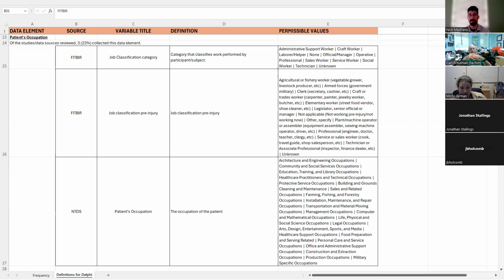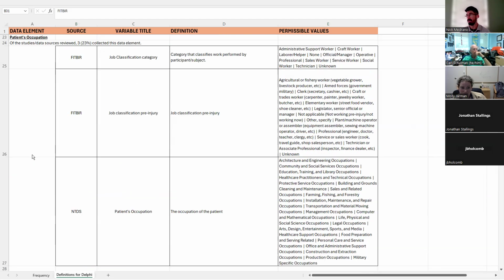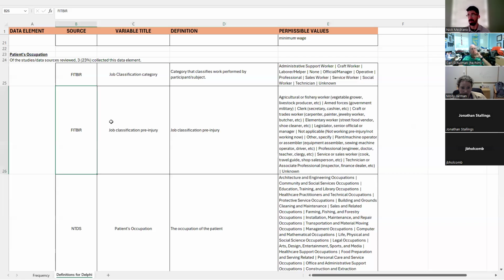I think that's a good idea. I second it. Heard it. Okay, so we go with patient's occupation, and we will not deal with the industry itself. And then do we want to now relook at the definitions for just occupation?